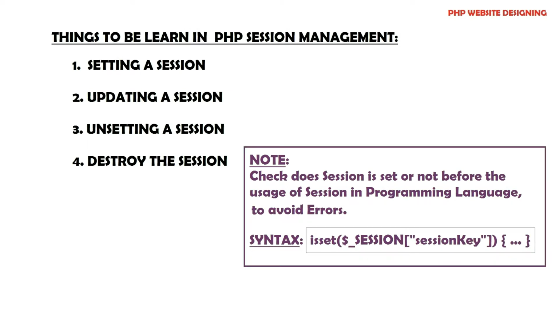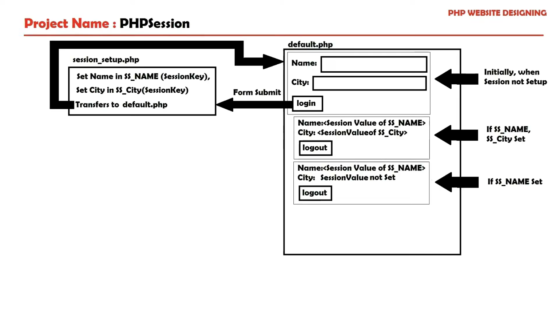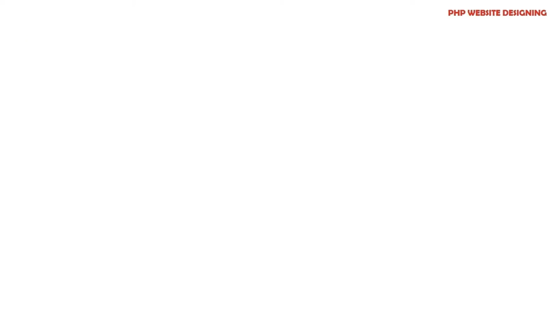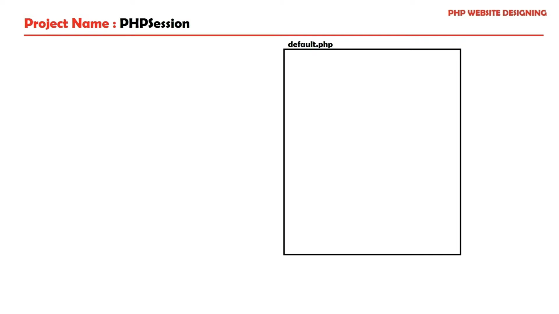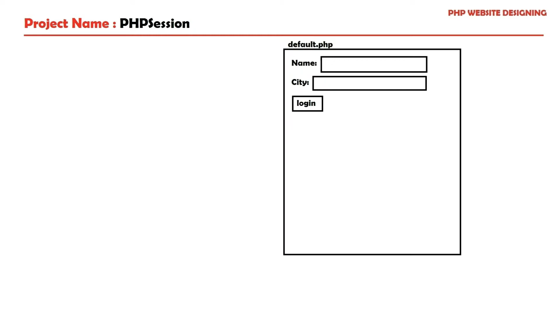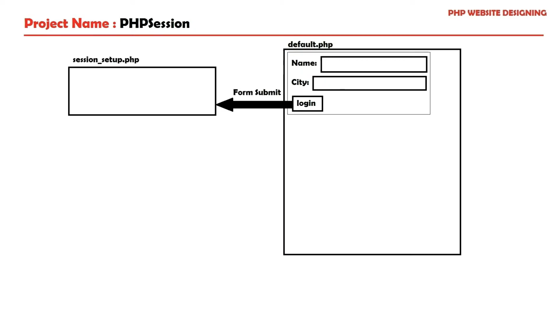Let's start understanding PHP sessions through code. Before you start coding, first plan the architecture of your code. Let's create a project with the name PHP session. We create a page with the name default.php. In default.php, we create a form with name and city. When a user enters name, city and clicks login, the form will submit to session_setup.php.